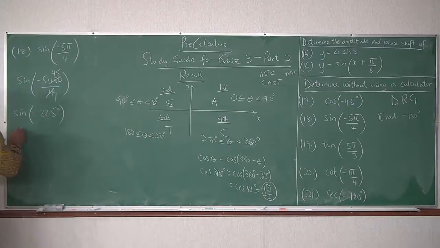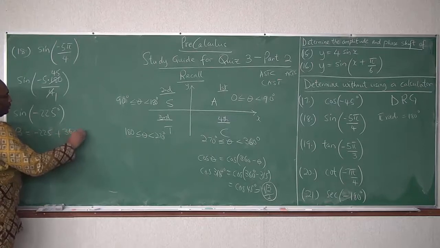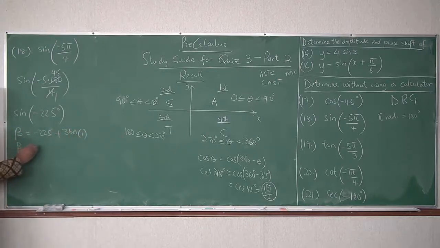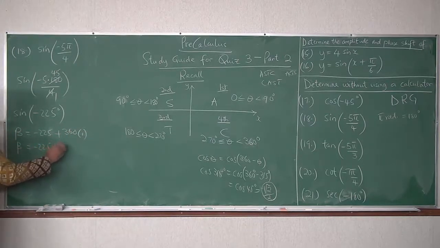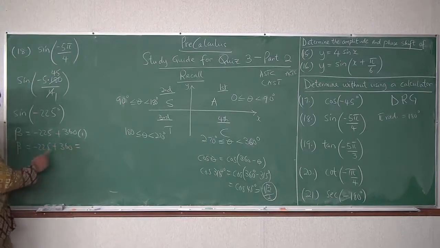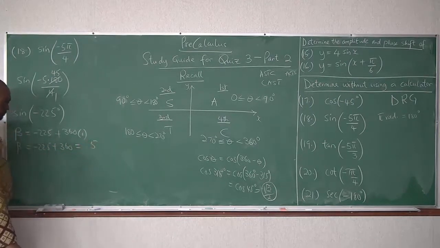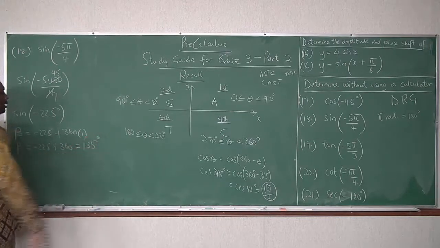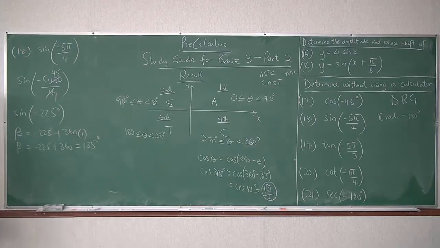Now let's find the coterminal angle since this came out negative. So beta will be negative 225 plus 360 times 1. So beta will be negative 225 plus 360, and that is 135 degrees. So folks, let's find sine 135 degrees.